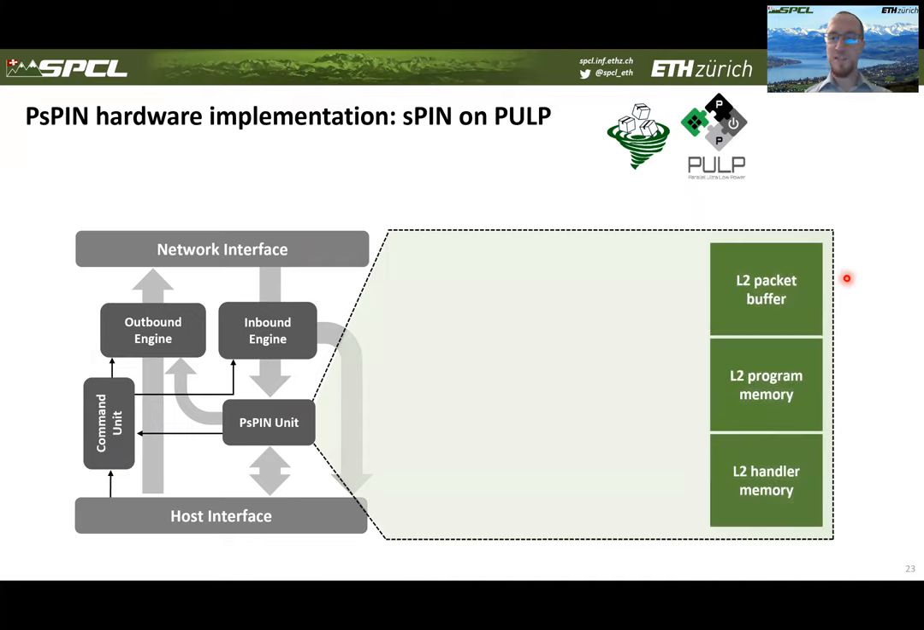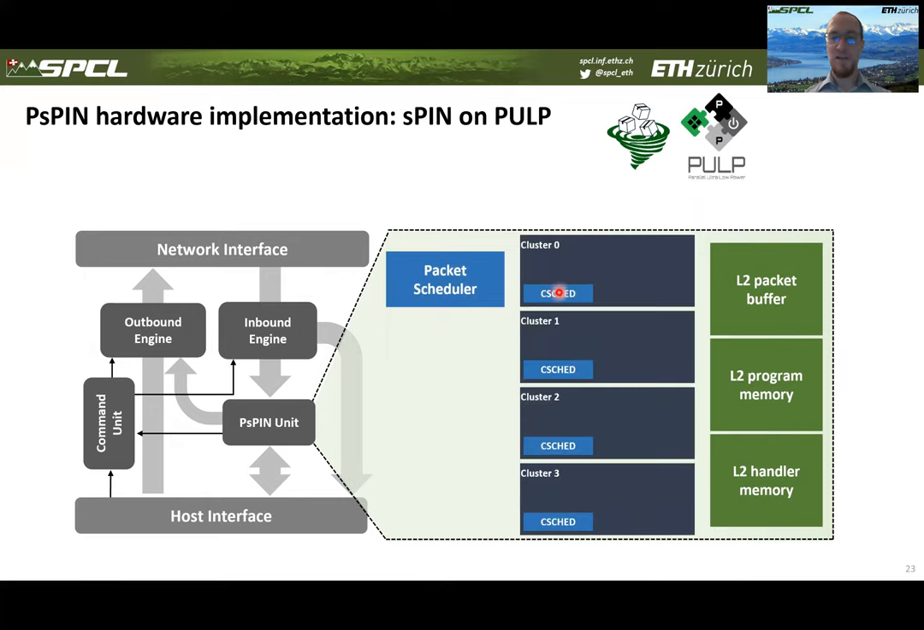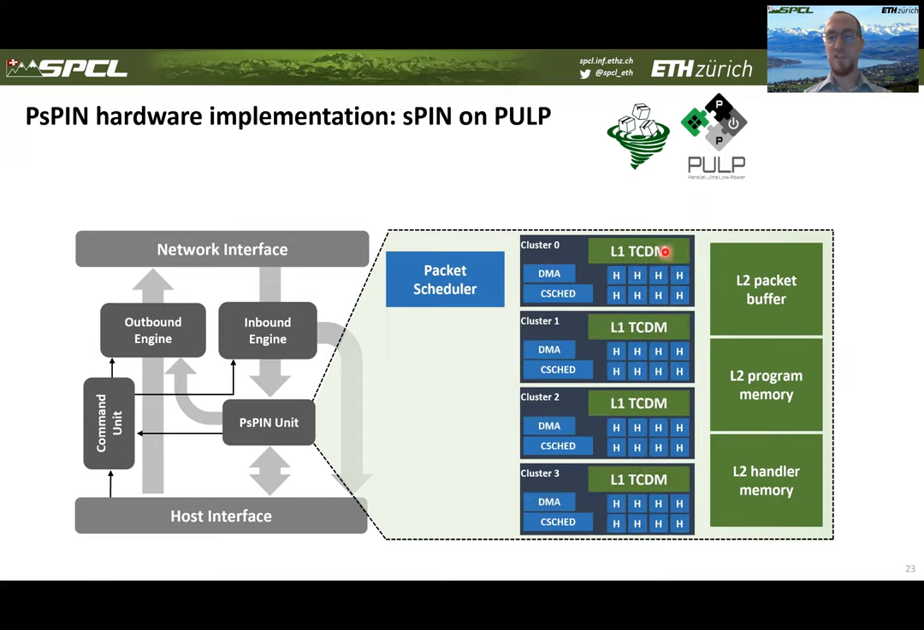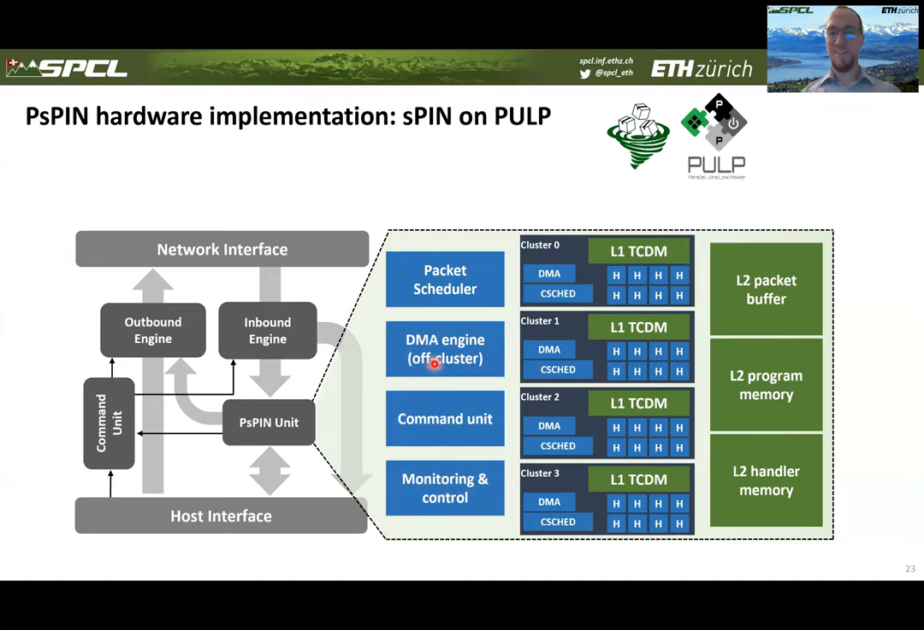If you look at the PsPIN unit itself, it has three different types of memory: packet buffer, program memory, and handler memory. Then it has a hardware packet scheduler and four different scheduling clusters with eight cores each. Each cluster has a single-cycle accessible shared memory, a DMA engine, and a cluster scheduler. This DMA engine can access the layer 2 packet buffer, and it can also access the host interface through the other DMA, so cores can access the host interface through the main DMA engine. It also has a command unit and a monitoring and control unit. So this is all the hardware blocks that we implemented with the help of our colleagues in the PsPIN unit.